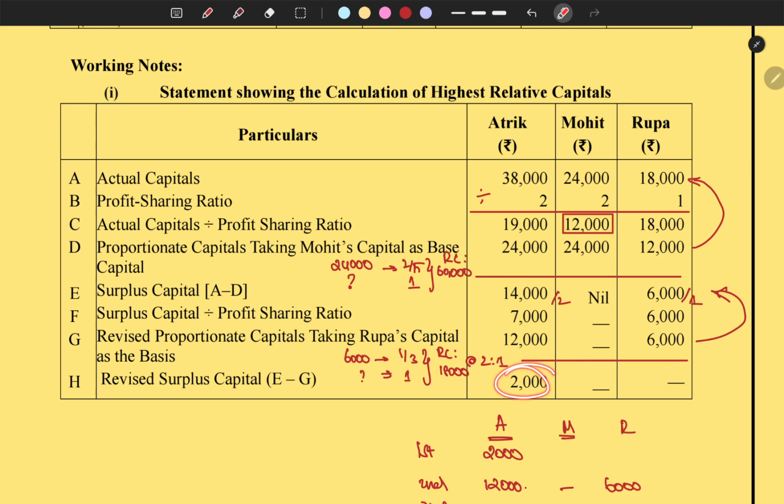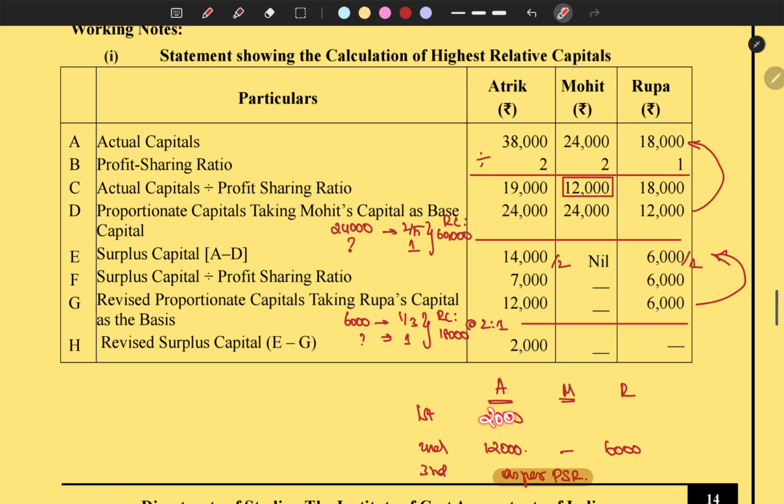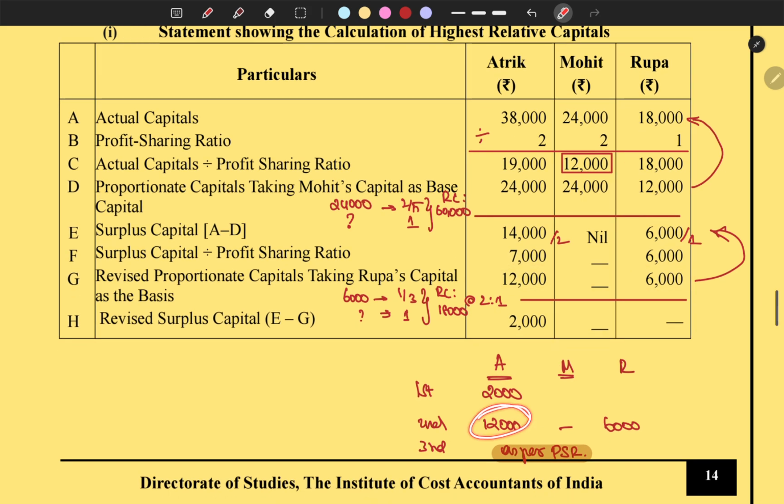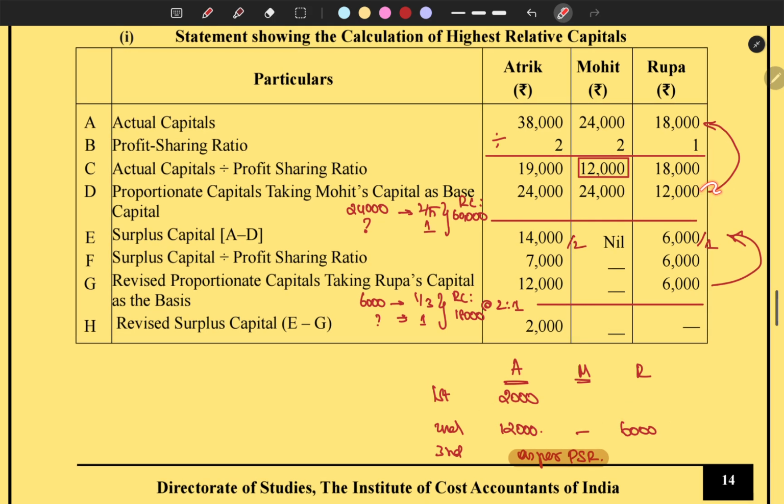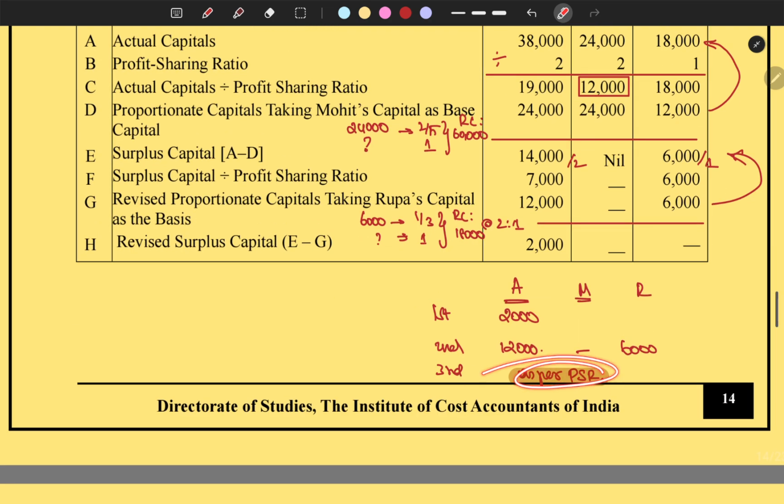What this 2,000 denotes is that Atric paid the excess amount in excess of all the partners. In this case, we can understand that Atric and Rupa paid extra beyond Mohit. So first we have to pay out the 2,000 to Atric. Next, we go to the revised proportional capital. These 12,000 and 6,000 have to be paid. Next, at this level of proportional capital, everybody should be paid at the PSR ratio only.